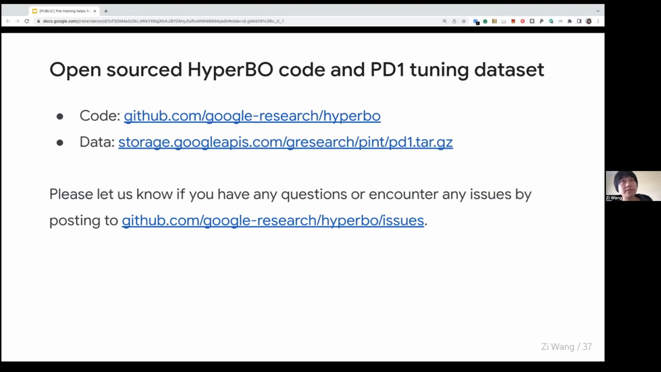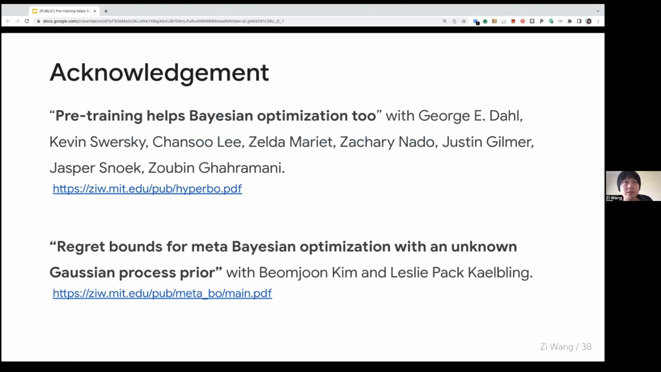Okay, so there's code and there's a data set. Please let us know if you have any questions, and you can report issues on our GitHub page. I also want to acknowledge all my collaborators. The most recent paper we worked on is Pre-training helps Bayesian optimization too, the title of the talk. George worked on the data set with a lot of effort, so I really hope people can use the data set so that our effort doesn't go to waste.